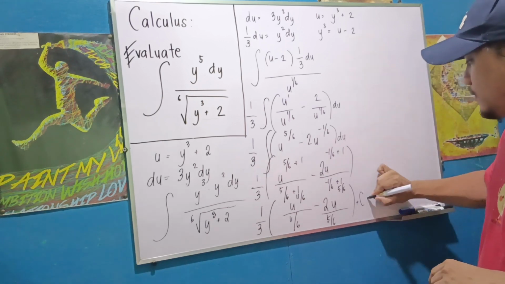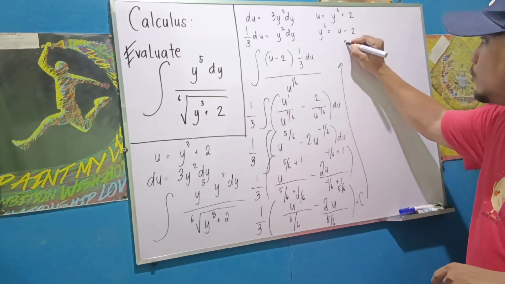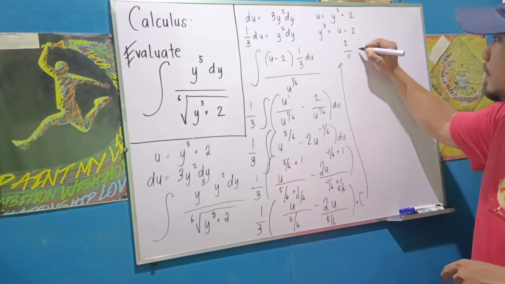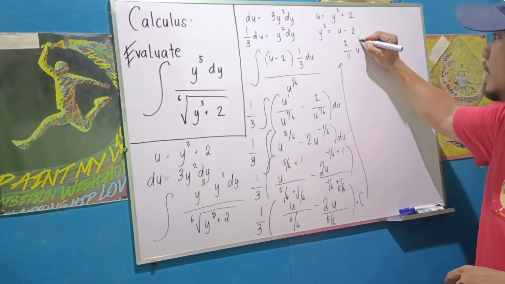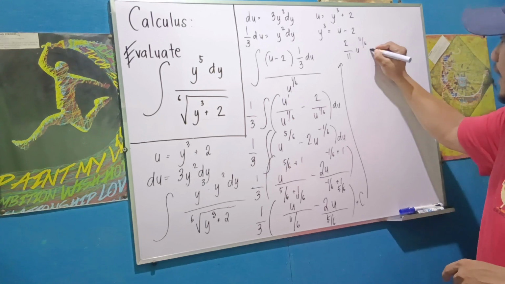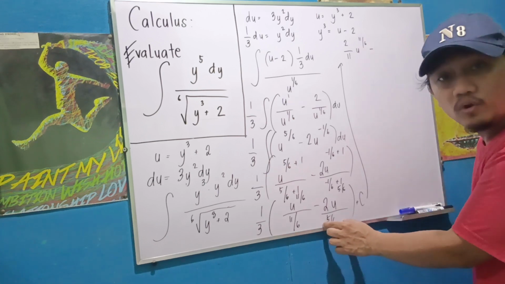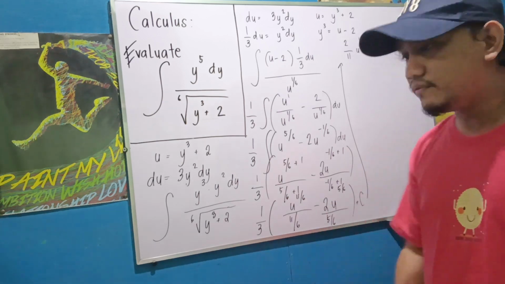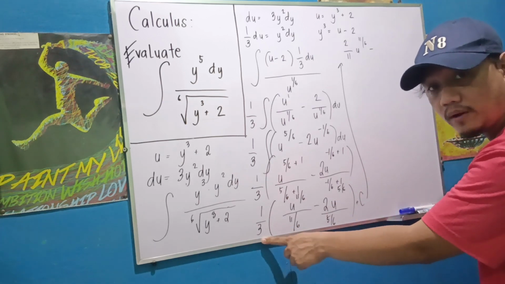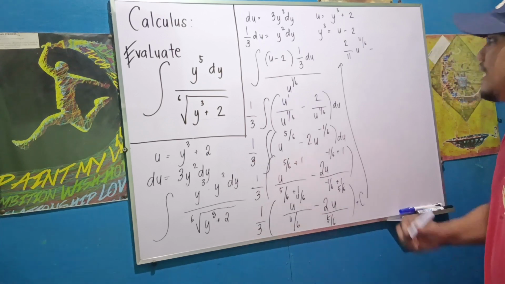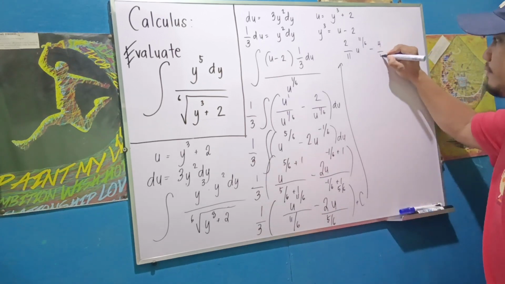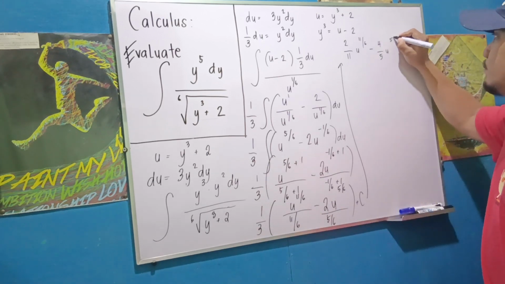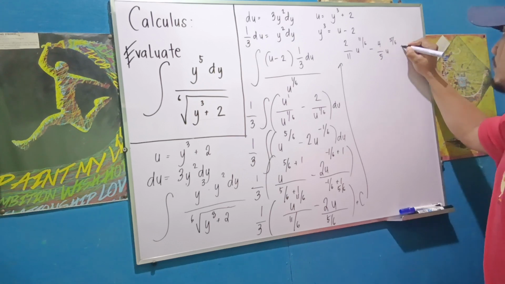It will become 2 over 11 u raised to 11 over 6. Minus, itong 2 kapag dinivide ng 5 over 6, that will be flipped, 2 times 6 over 5, 12 over 5. Kaya lang may 1/3 ka sa labas. 12 divide 3, that is 4. So 4 over 5, u raised to 5 over 6, plus c.